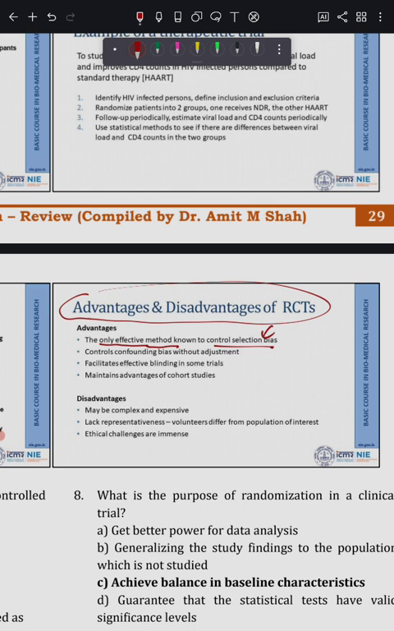We know there are two types of studies: observational and experimental. Under observational studies we have descriptive and analytical. If there is no comparison group, then this is descriptive. If there is a comparison group, then it is called analytical. For example, in descriptive we have case reports, case series, cross-sectional surveys, and ecological studies, whereas in analytical studies we have case-control, cohort, and cross-sectional studies.